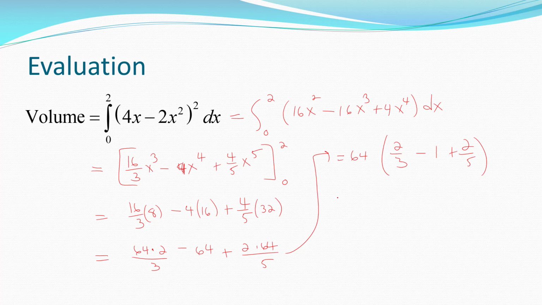So if we write that as 64 times, using common denominators of 15, this would be 10 minus 15 plus 6, all over 15. You get 10 minus 15, that's negative 5, plus 6, that would be 1. So the answer should be 64 over 15, assuming that I did that arithmetic correctly.